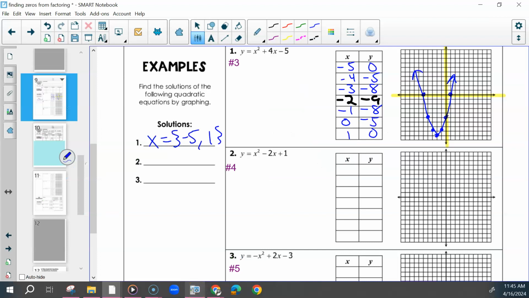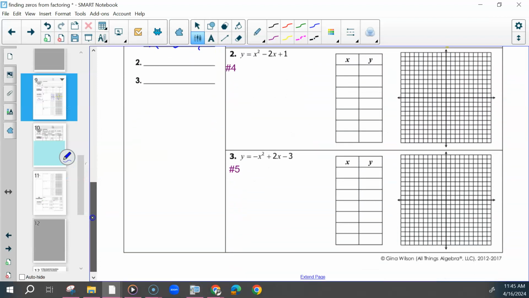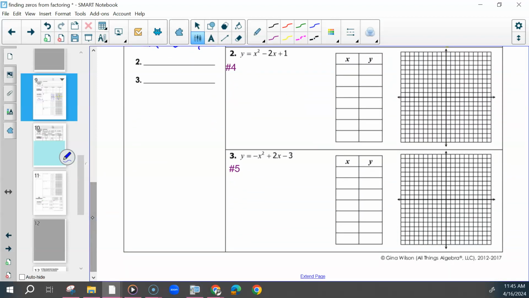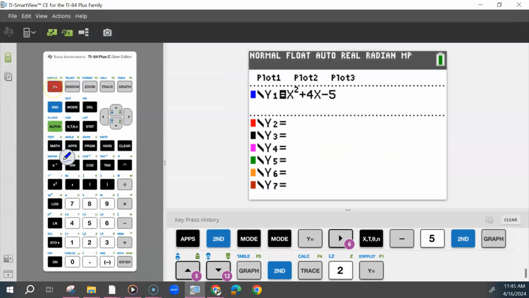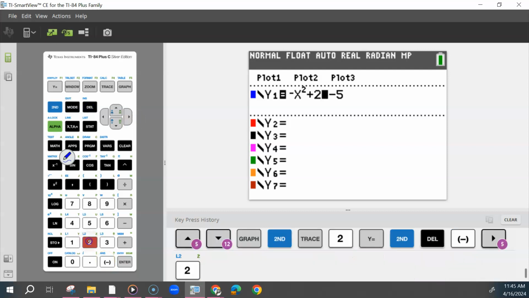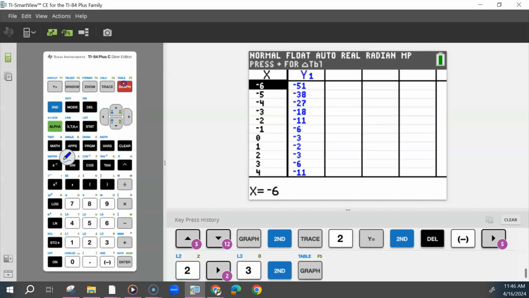We're going to skip number 2, move on to number 3, and go ahead and put that in your calculator. Again, in your table, find where your y values repeat and find the middle.